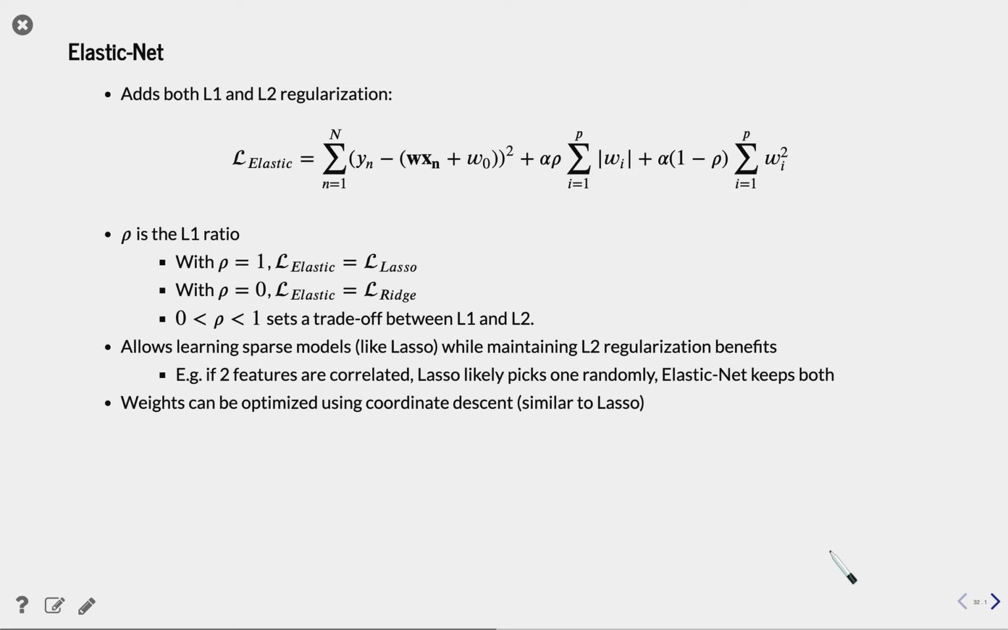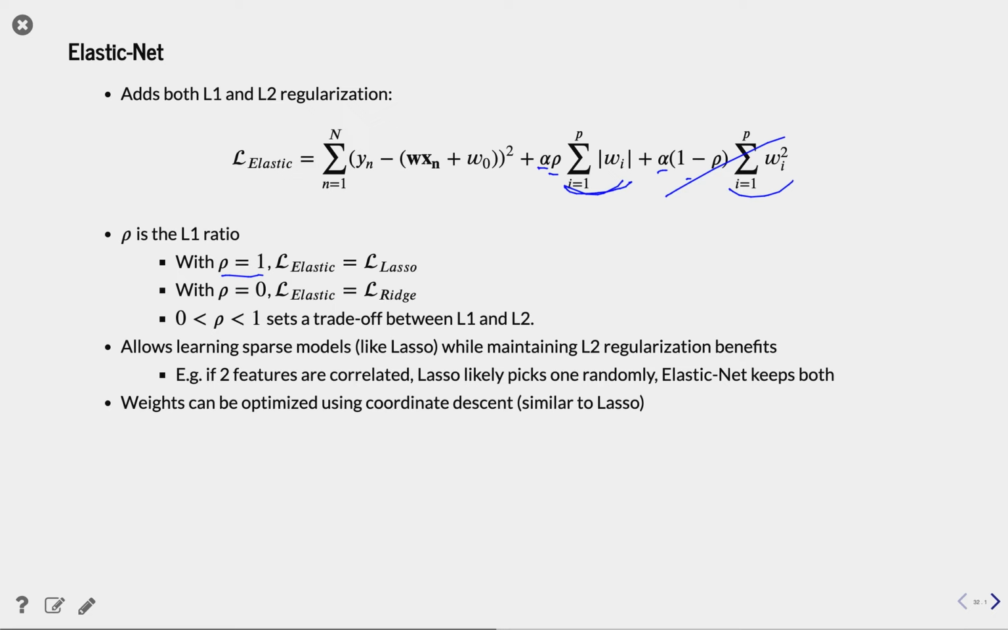So it has both L1 and L2 loss. It still has our parameter alpha, and it has an additional parameter rho, which is the ratio of L1. So if rho is large, then the influence of the L1 loss will be large, and of the L2 loss, 1 minus rho, will be small. If rho is exactly 1, then this will cancel out, and then this will be 0. And then it behaves exactly like Lasso.